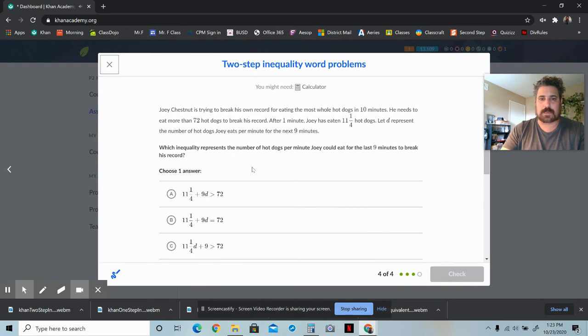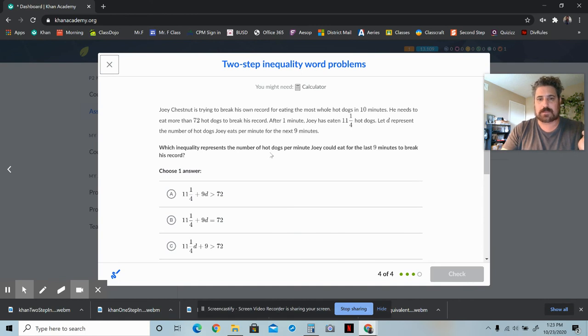And let's close that up. Next one. Joey Chestnut is trying to break his own record for eating the most whole hot dogs in 10 minutes. He needs to eat more than 72 hot dogs to break his record. After 1 minute, Joey has eaten 11 1/4 hot dogs. Let D represent the number of hot dogs Joey eats per minute for the next 9 minutes.